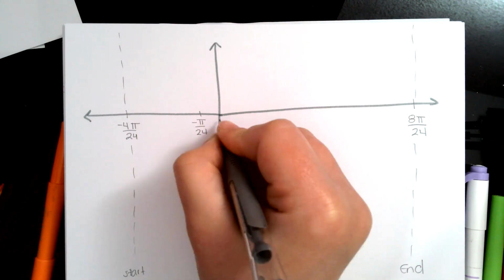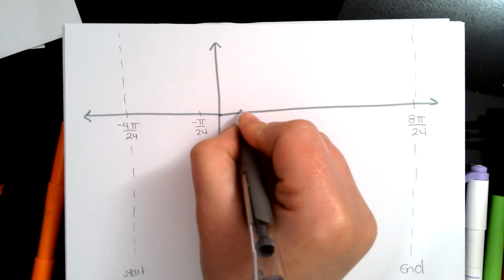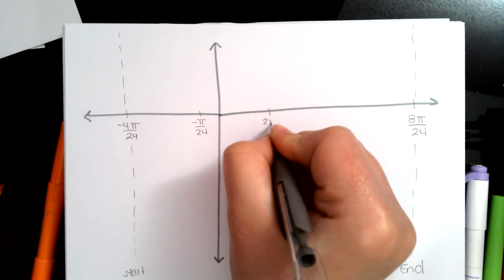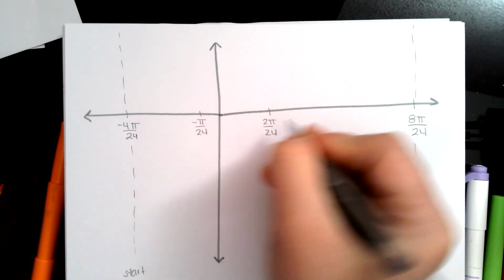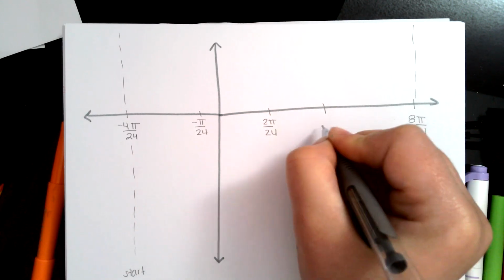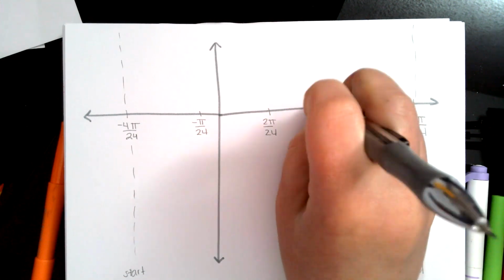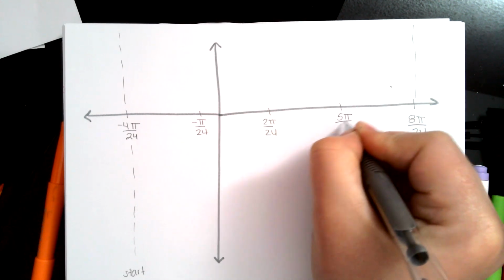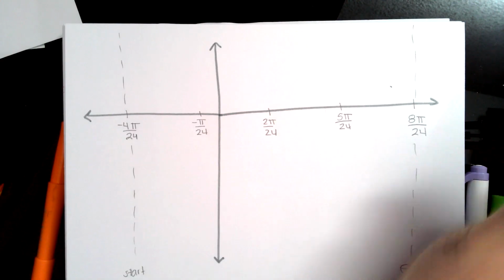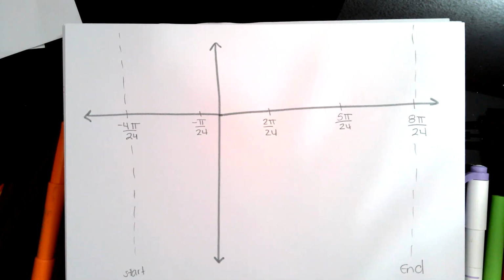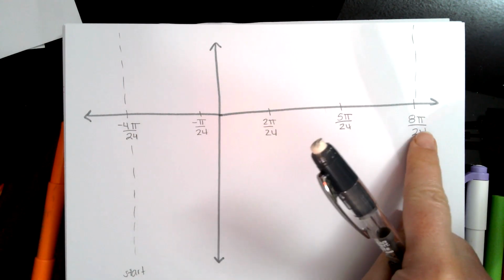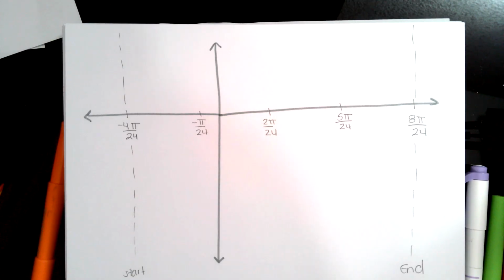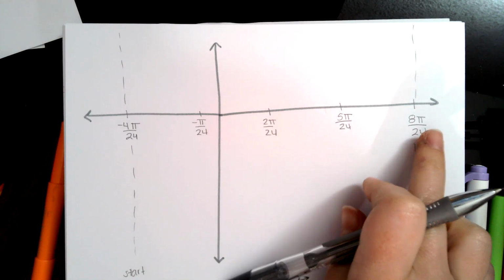Negative 1 and 3. So that'd be around here-ish. 2. 2 and 3 is 5. 5, 6, 7, 8, and we have our total. You should only have 5 points. 1, 2, 3, 4, 5. Again, these are not asymptotes. These are just indicators. Now, things like this need to be simplified.